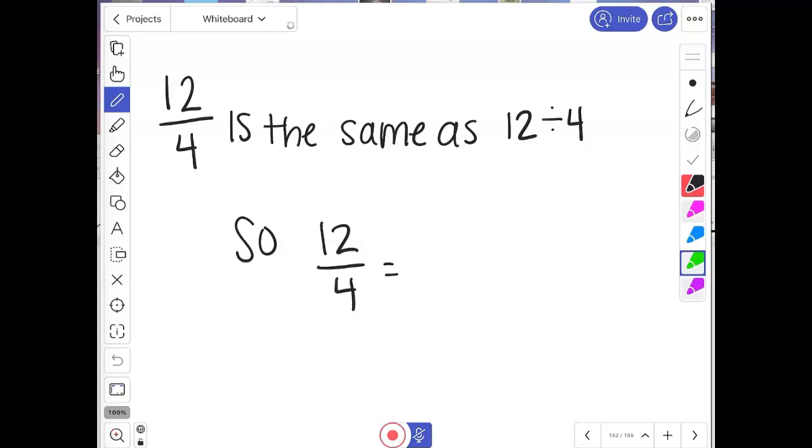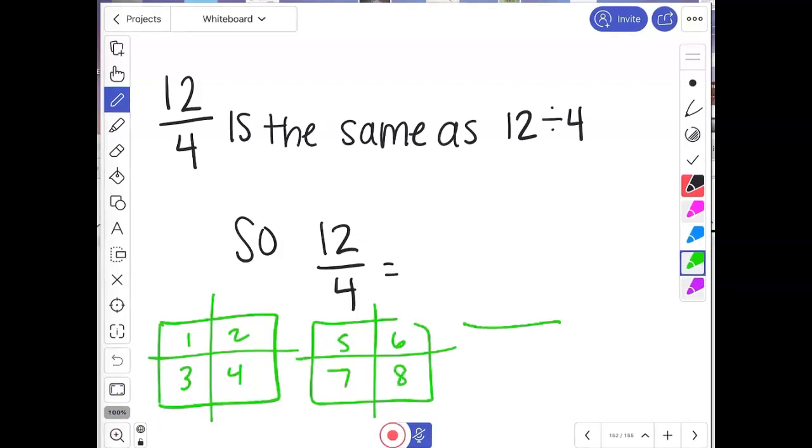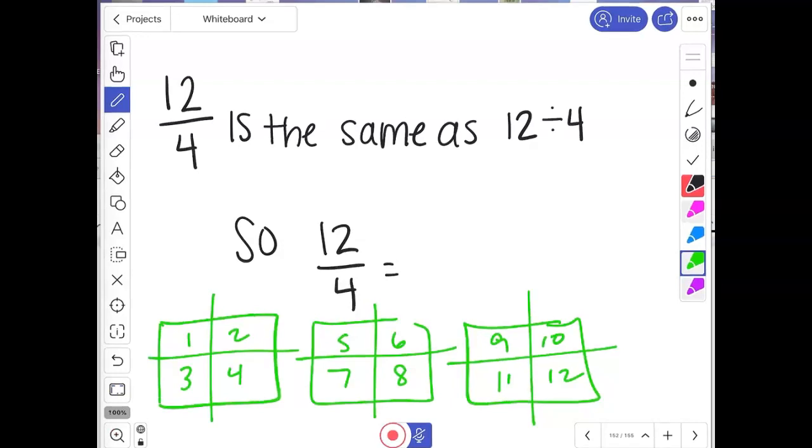12/4 is the same thing as 12 divided by 4. If I had, let's call them brownies, 1, 2, 3, 4. That's one sheet of brownies. 5, 6, 7, 8. That's another one. 9, 10, 11, 12. How many pans of brownies did I have to bake in order to have 12 brownies? I had to bake 3 pans. So 12/4 is the same thing as 3.